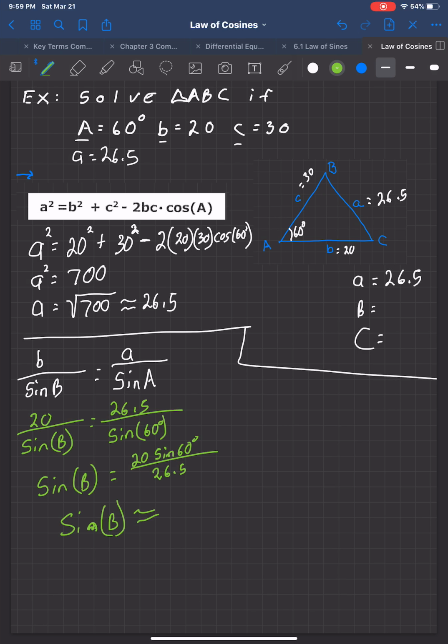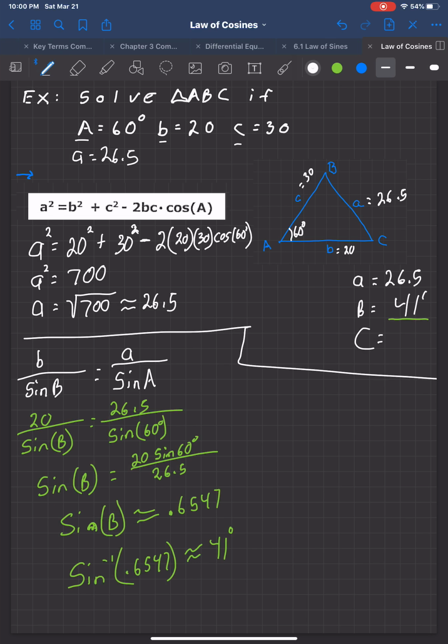So roughly, if you take 20 times sine of 60 degrees and divide it by the square root of 700, but divided by 26.5, roughly you're going to get 0.6547. Do not write that as angle B. That's not an angle. That's sine of an angle. So you need sine inverse of 0.6547. And when you do, we get roughly 41 degrees.